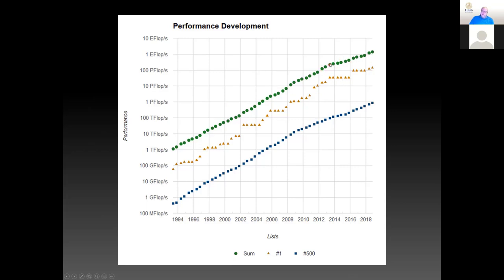You can see there is a hint of a line here, so there is a slowdown of performance in the sum. And here the blue ones are the number 500 on the Top 500 list.